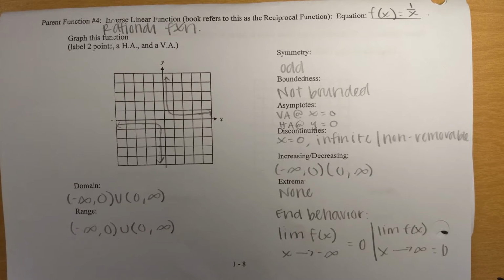There is an infinite or non-removable discontinuity at x equals 0 since the vertical asymptote is x equals 0. This function is always decreasing, but since there is a vertical asymptote, the 0 disrupts the regular negative infinity to infinity interval. The function is decreasing from negative infinity to 0 and from 0 to infinity. There are no extrema in this function, and for the end behavior, as x is approaching negative infinity, y is 0, and as x is approaching infinity, y is 0, because there are asymptotes.